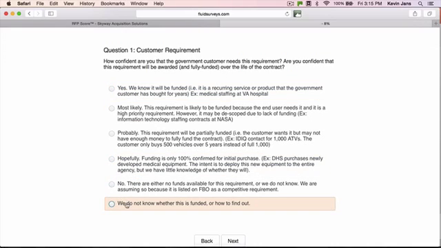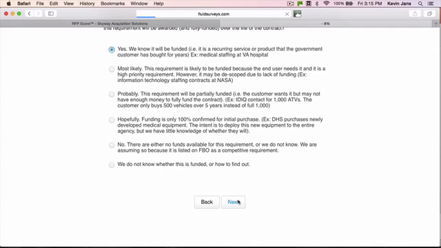At the other end of the spectrum is we're not really sure if it's going to be funded or not. In between here, we have lots of options. So for the purposes of this one, we're going to say, yes, we know that it's going to be funded. Next question.